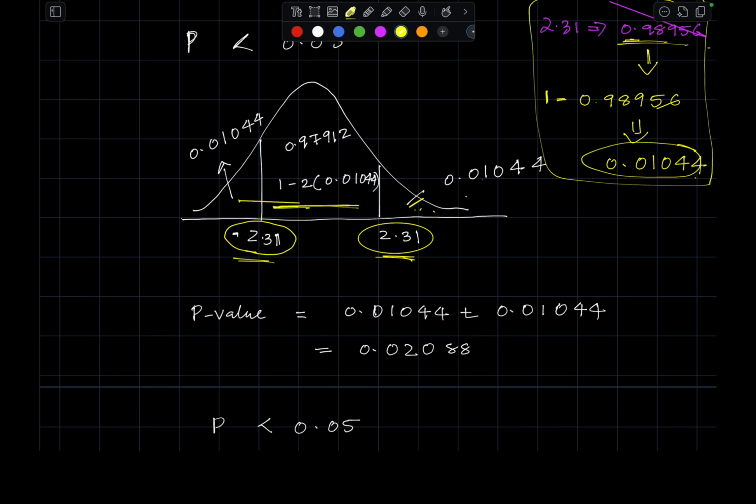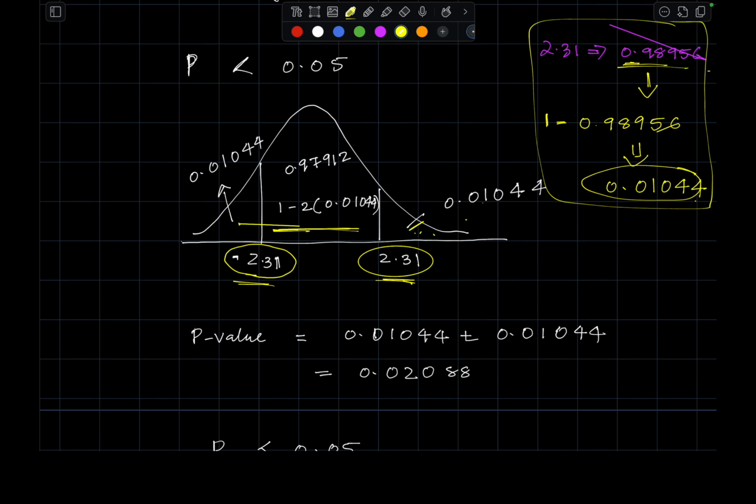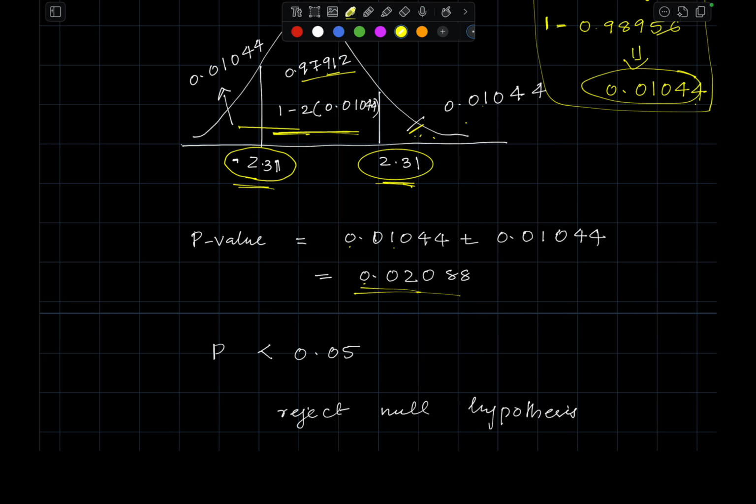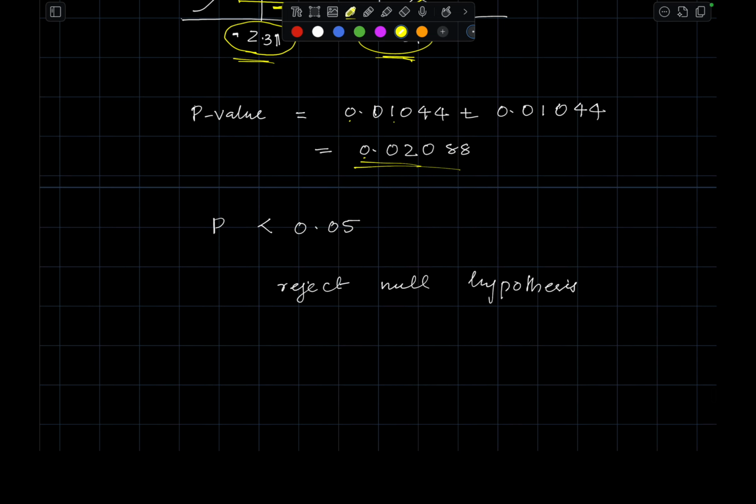The p-value calculation is similar to what we did earlier. Earlier for 95%, the p-value was 1 minus 0.95. Here it will be 1 minus 0.97912. So it is nothing but 2 times 0.01044, so it is 0.02088, and the value is less than 0.05. So we reject the null hypothesis. So it is just stating the above statement which we had.